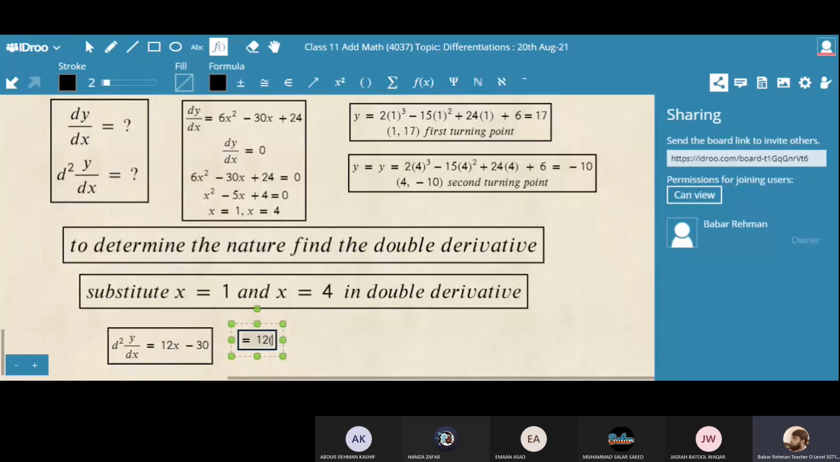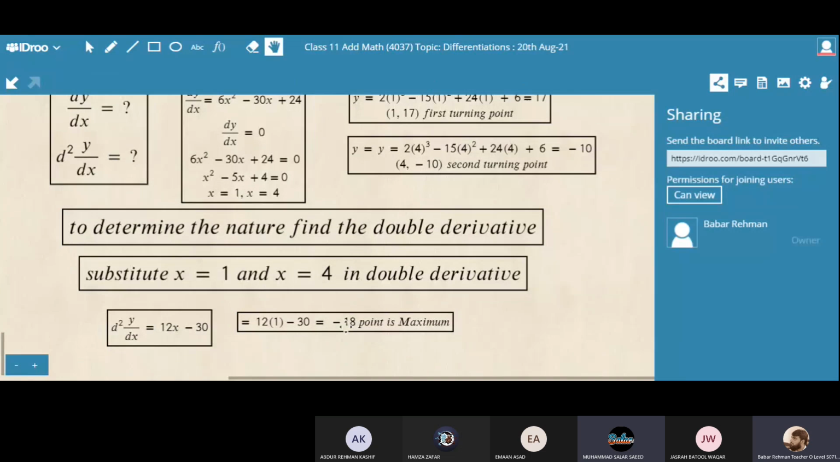12 bracket 1 minus 30. What is this? 12 minus 30, how much? Minus 18. Minus 18 is less than 0, so the point is minimum. Hello, the point is maximum. Sir, minimum. Maximum. Okay.